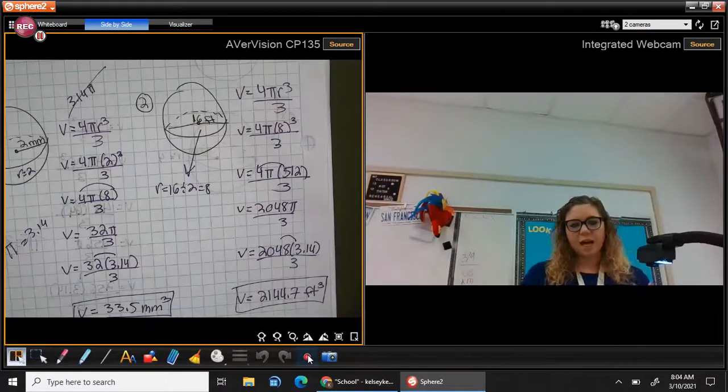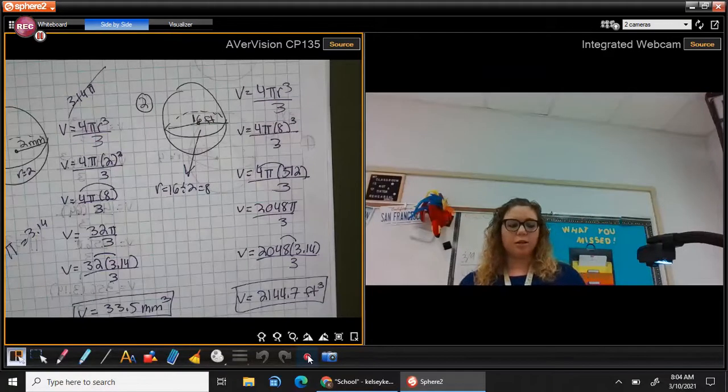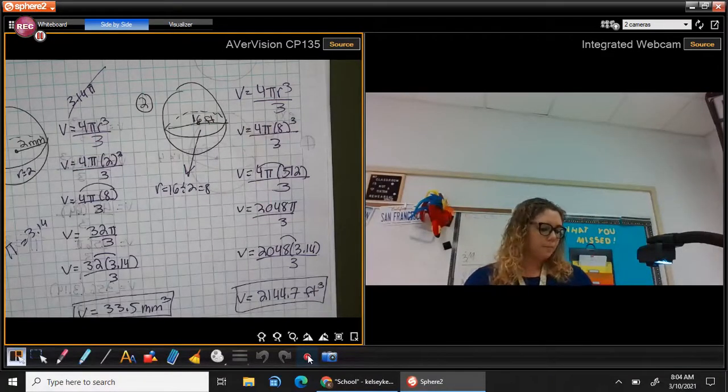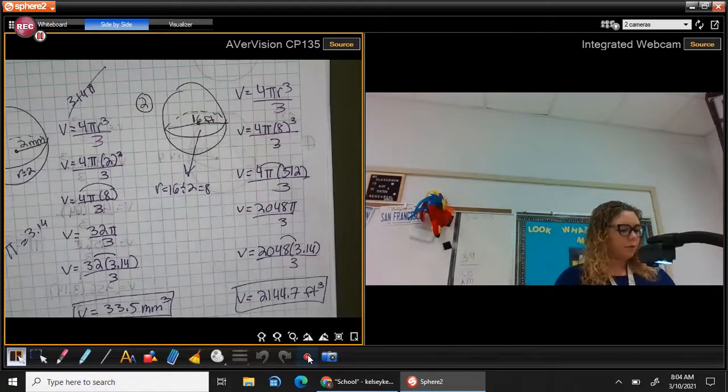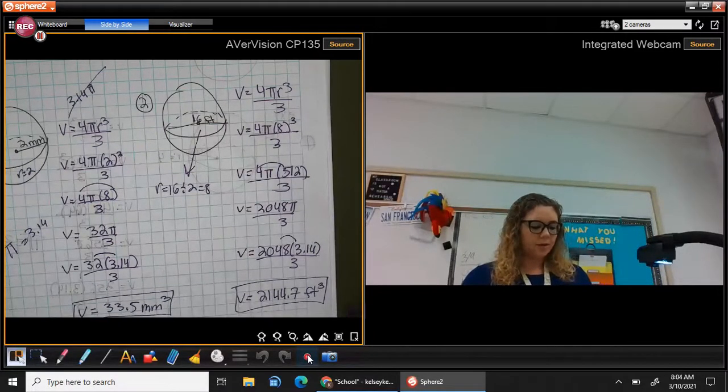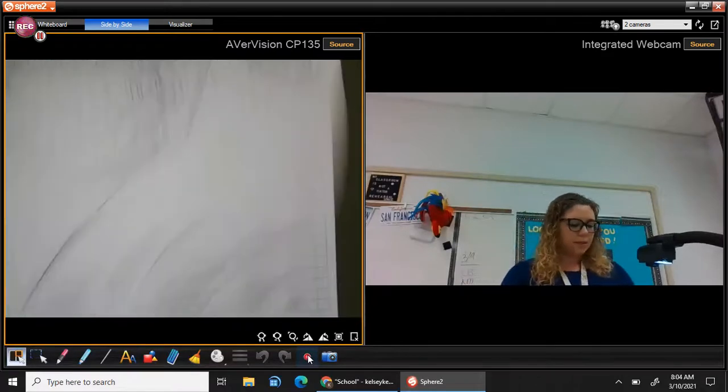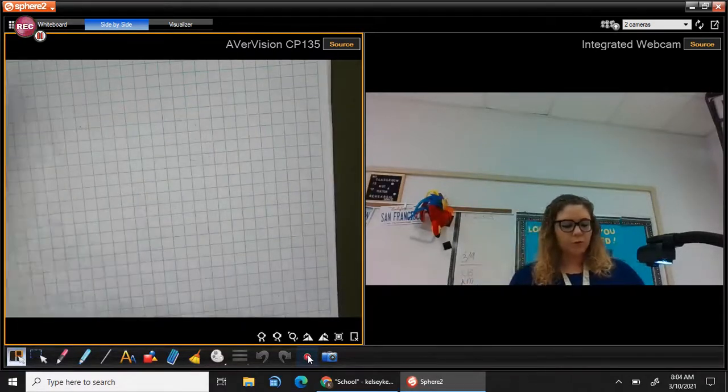Again, volume is how much an object can hold. So this sphere can hold that much. Okay? And then this is going to be the last thing we talk about. Okay? So example 2.